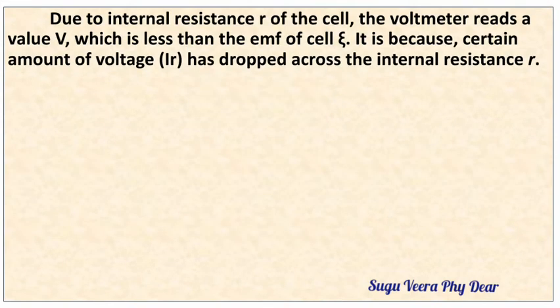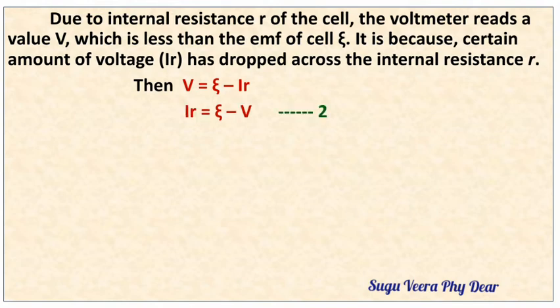Due to the internal resistance r of the cell, the voltmeter reads a value V which is less than the EMF of the cell ξ. It is because a certain amount of voltage has dropped across the internal resistance r. Then V equals ξ minus Ir. Rewriting this equation, Ir equals ξ minus V.